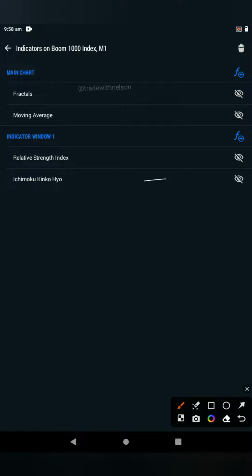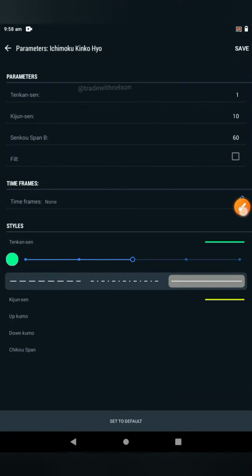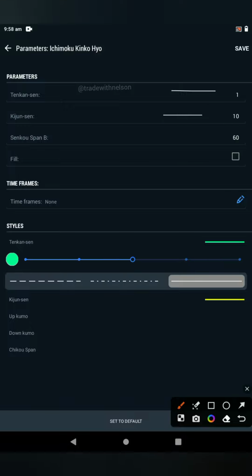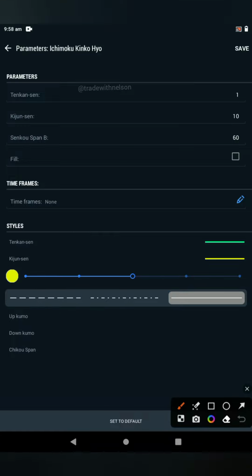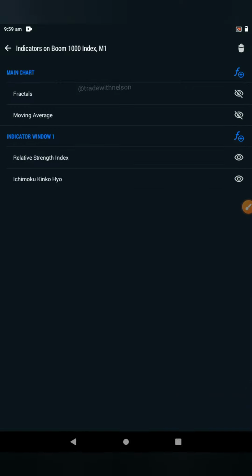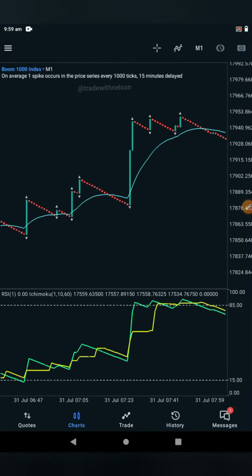And for the Ichimoku, which is the last indicator, click on the F icon on the indicators window and search for Ichimoku. Make this to be 1, this to be 10, this to be 60. Make this a color of your choice, this a color of your choice. While for the up Kumo, down Kumo, and Chikou span, make it the color of your background and make it 1 pixel. After that, click on save. You can also screenshot the settings if you want to set up your chart later.